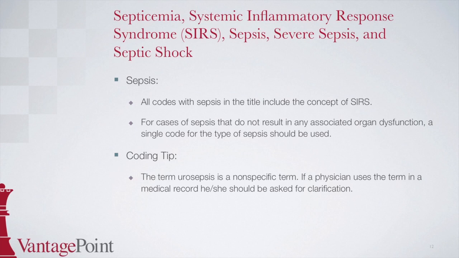If you remember from ICD-9, capturing the same scenario would have required two codes, one for sepsis and another for strep infection. Another change from ICD-9 to ICD-10 is that urosepsis no longer has a code associated with it in the alphabetic index. The provider must therefore be queried to determine a more specific diagnosis.